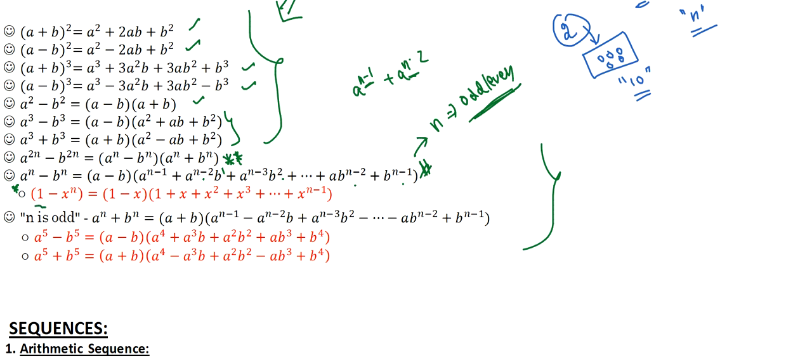I have given one example here. As you can see, 1 minus x power n is equal to 1 minus x times the sum. This is a, this is b. Here a is 1, so a power n minus 1, a power n minus 2, a power n minus 3, a power n minus 4 will all be 1. In place of b I am substituting x, so you see x power 1, x power 2, x power 3, as the b values continuously increase until x power n minus 1, just like b power n minus 1.